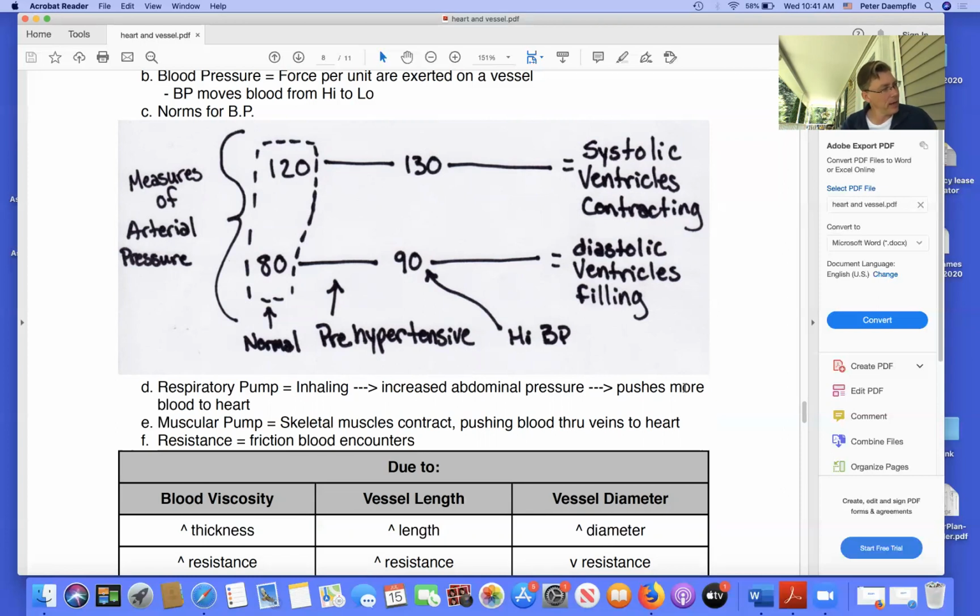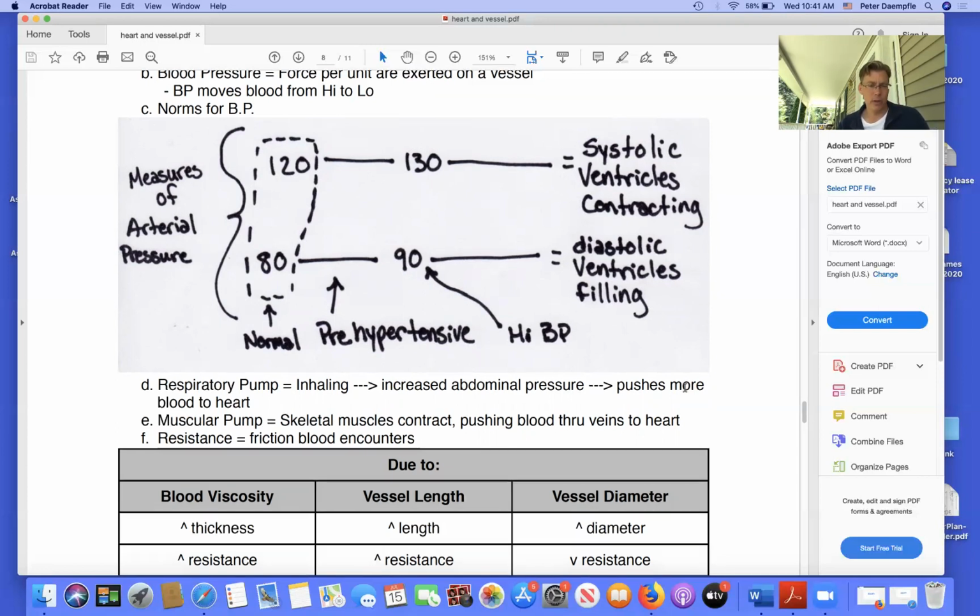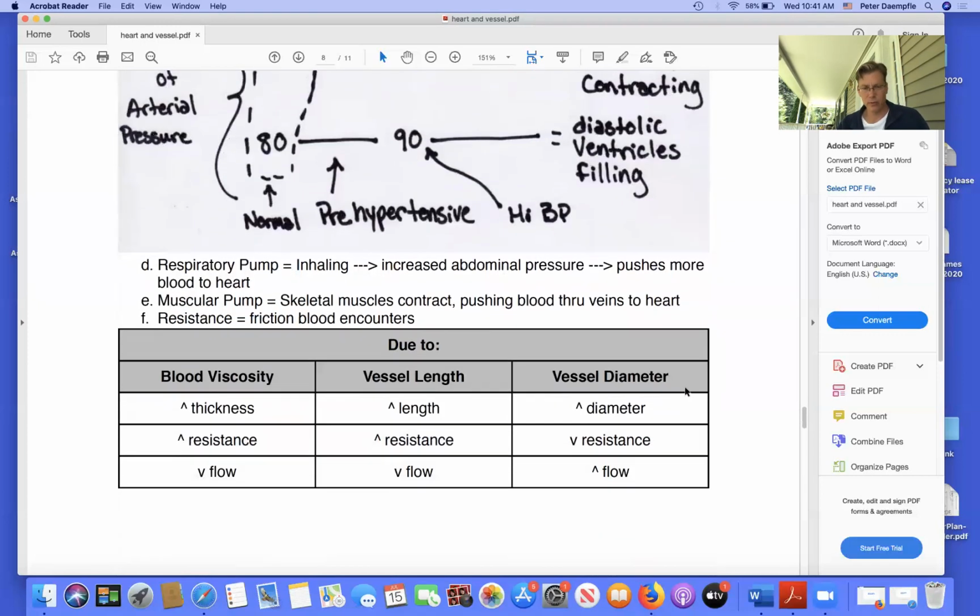Table 13.1 gives you the norms for hypertension, pre-hypertension and normal blood pressure. Okay. Let's discuss the physics behind maintaining low blood pressure and how blood pressure rises and falls.